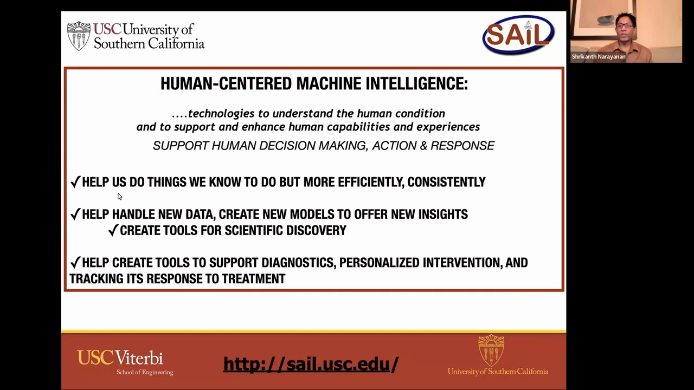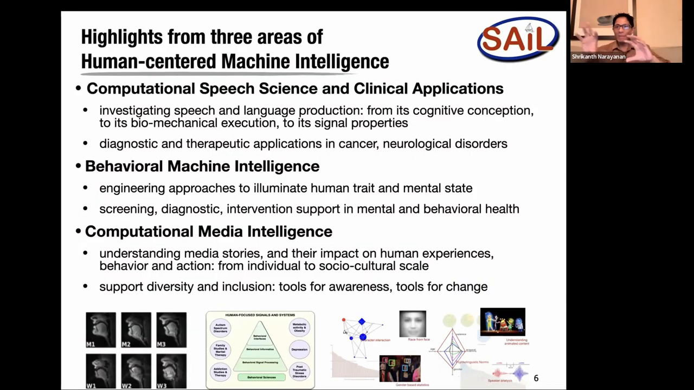So I'm going to draw a lot of examples from the health domain in this talk. I'm going to touch upon three broad application areas to illustrate the broad set of possibilities for human-centered machine intelligence. One, in basic speech and language science, just as a bookend. Then I'll talk a little bit about some work in media, bringing human-centered AI to provide, from a social scientific perspective, insights about things that are not typically done with these kinds of machine intelligence tools. But the bulk of my presentation will focus on the middle one, behavioral machine intelligence, things focused on human trait and mental state, especially mental health as an application domain.